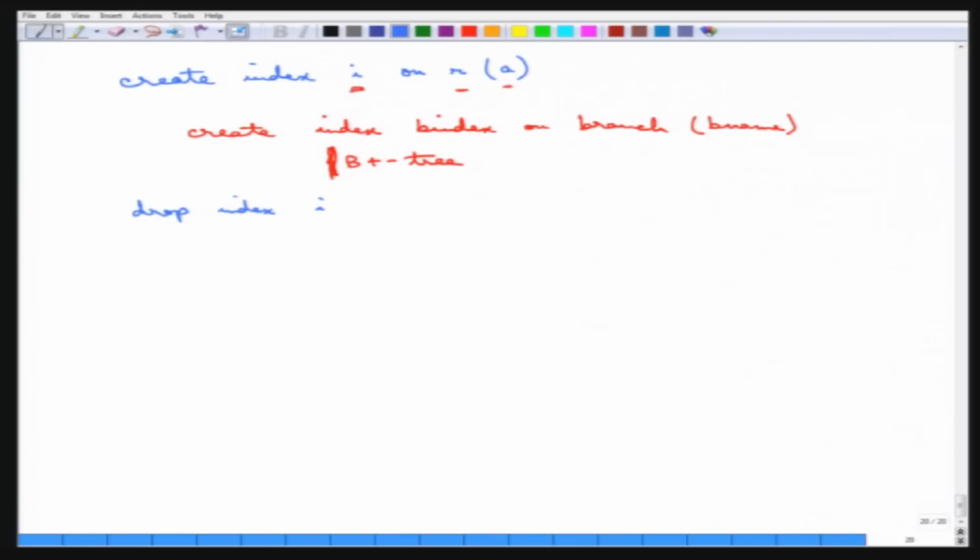That completes the part about indexing, and we studied hashing, static hashing and dynamic hashing, and some tree based indexing. So thank you.